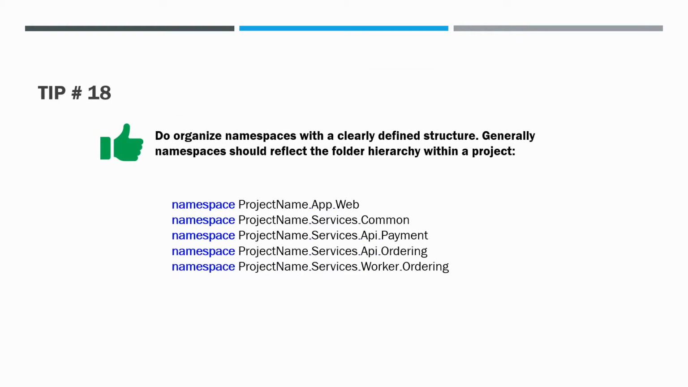Tip number 18. Do organize namespaces with a clearly defined structure. Generally, namespaces should reflect the folder hierarchy within a project. This maintains good organization of your code, allowing you to navigate between layers easily.